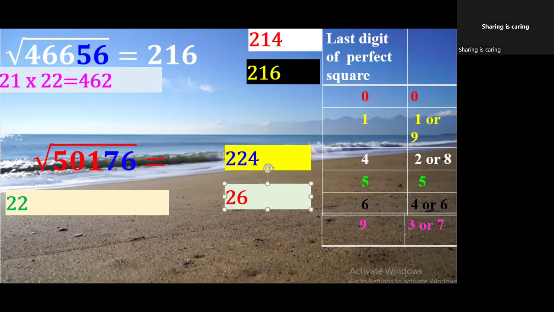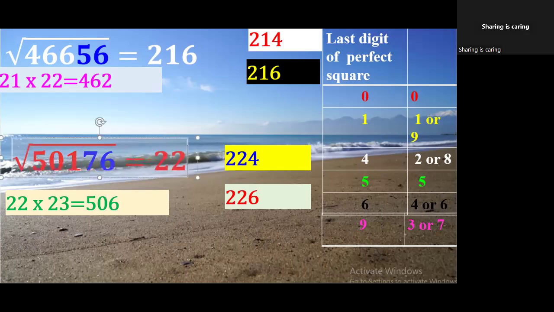Okay. Now, how do I determine that? We need to multiply this one by 23, then compare. Therefore, 22 times 23 is equal to 506. So 501 is less than 506. Therefore, you will take the smaller number. The smaller number is 224.